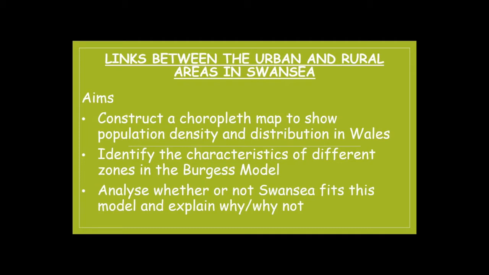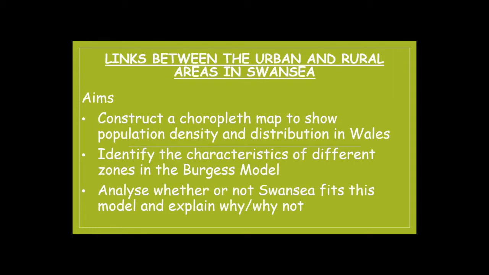Urban means built up or developed, rural means countryside. Okay, so the first thing we're going to do is look at where are people, how are people spread out across Wales, and to do that we're going to construct a choropleth map. Now I'll talk to you about what a choropleth map actually is in a moment. From that choropleth map we're going to identify population distribution and population density.